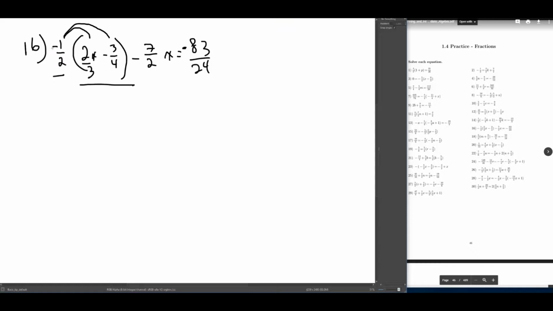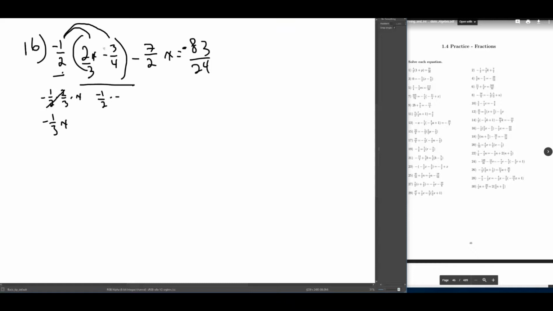this. So it is a negative 1 over 2 times 2 over 3x. That's really saying minus 1 over 2 multiplied by 2 over 3 multiplied by x. And here we can scrap these two 2's, right? And we have negative 1 over 3x. Next one, we have here minus 1/2, right?